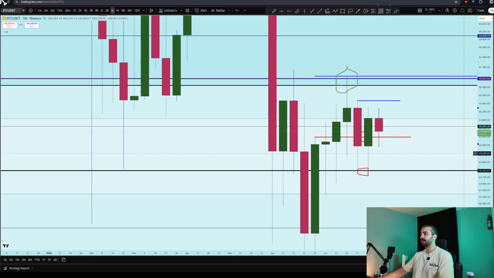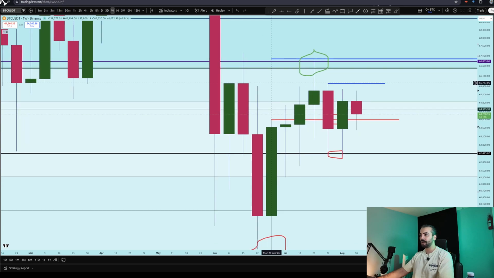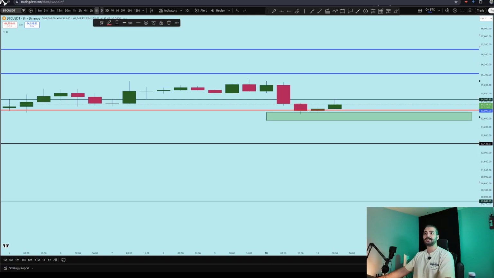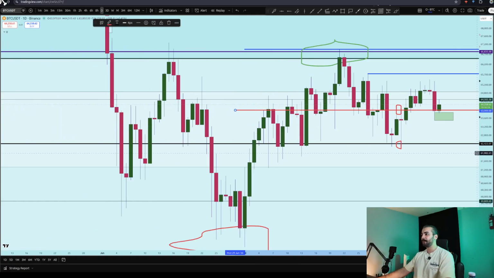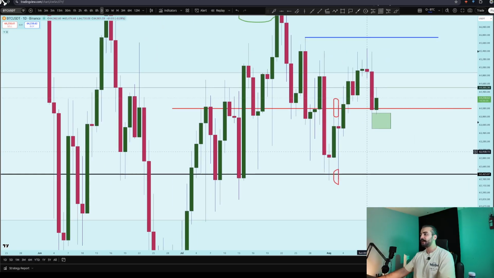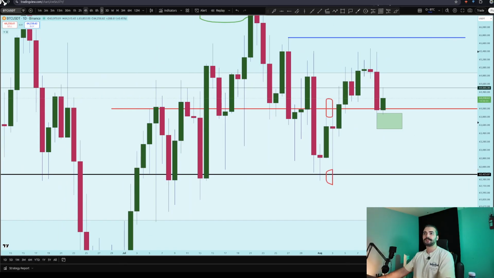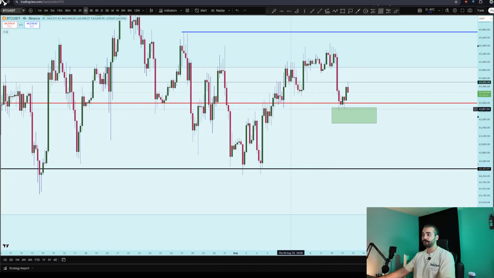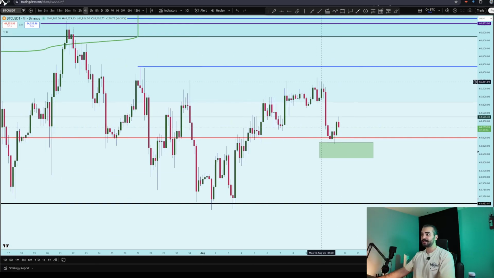So I draw a line from the high of this candle. This is the line that I draw from the high of this candle. On the daily time frame, you can see that this high is going to be my first, I'm going to go to the 4-hour time frame. So this high is our first confluence. Yesterday we were here.